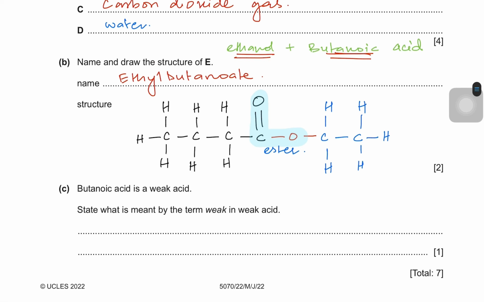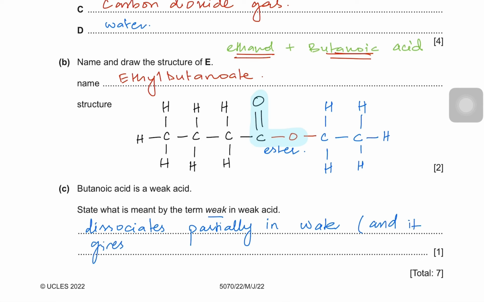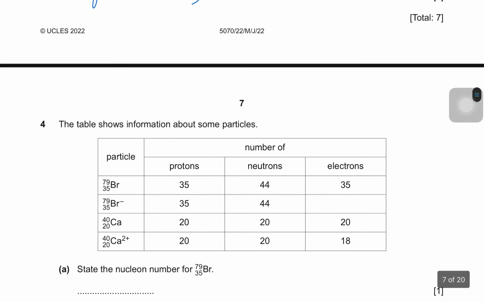Butanoic acid is a weak acid. State what is meant by the term weak in weak acid. So weak here means it dissociates partially. Weak here means dissociates partially in water. And obviously we know extra information added gives H plus ions. Even though it does not dissociate completely, but you do get some amount of H plus ions.